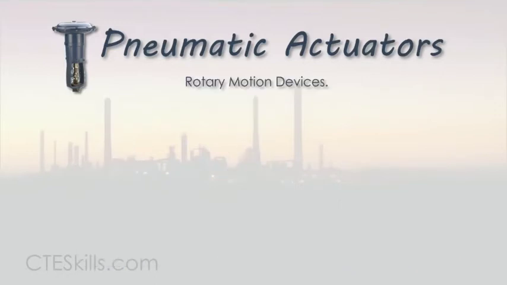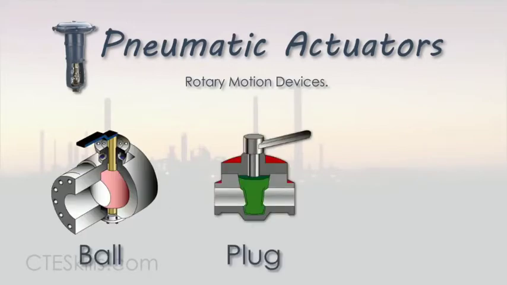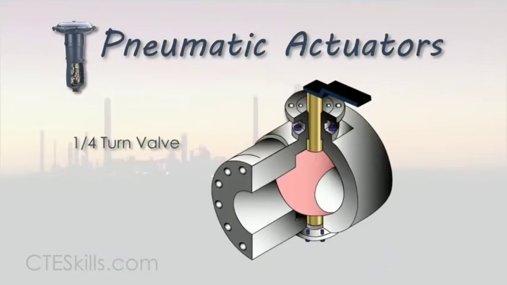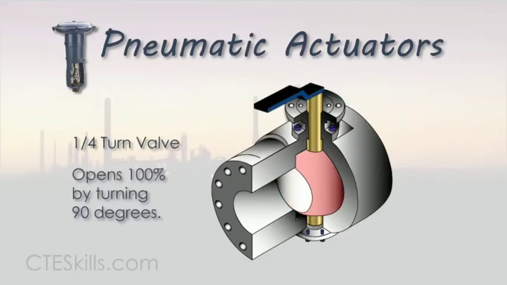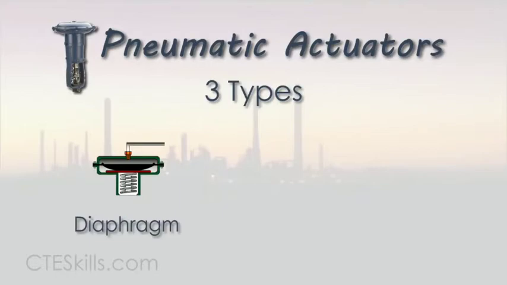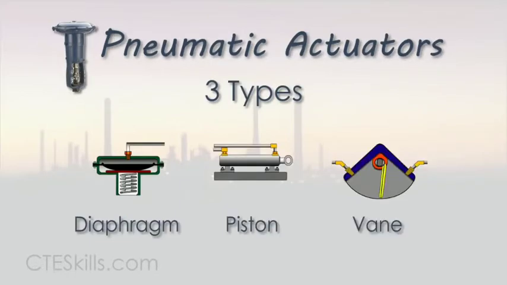Rotary motion typically operates quarter-turn type valves such as ball, plug, and butterfly. A quarter-turn valve is one which can be opened 100% by turning the flow control element just 90 degrees. There are three types of pneumatic actuators: diaphragm, piston, and vane.